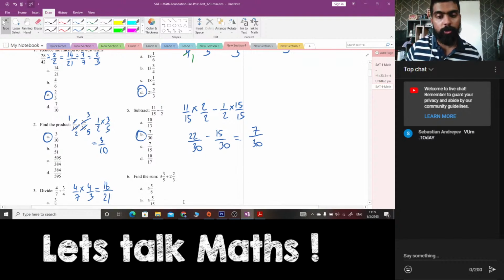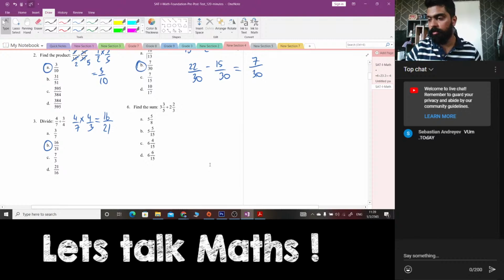Alright guys, let's go to question number 6 now. Find the sum. Sum means addition, right? So again, we are going to change this into improper fractions first. So we have 18 over 5 plus 8 over 3. Correct guys? 5 times 3 is 15, 15 plus 3 is 18. 3 times 2 is 6, 6 plus 2 is 8. Right guys?